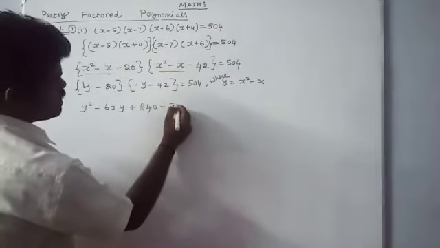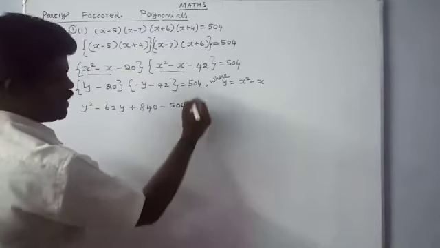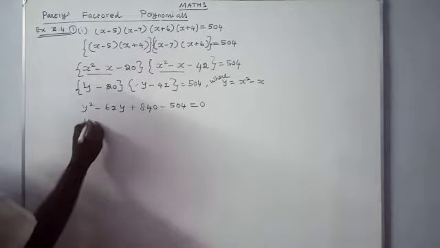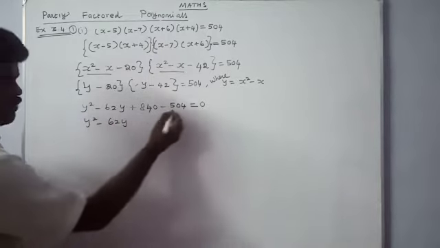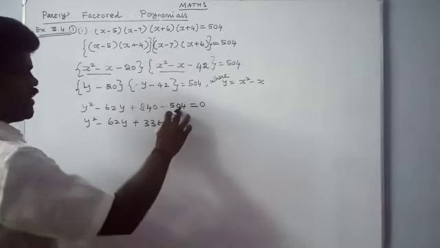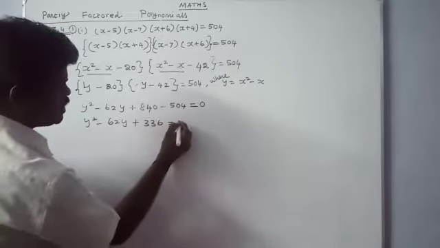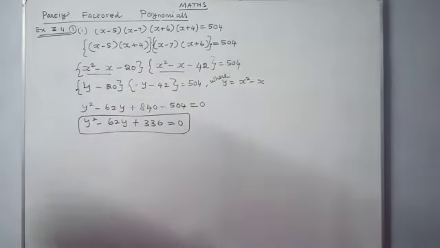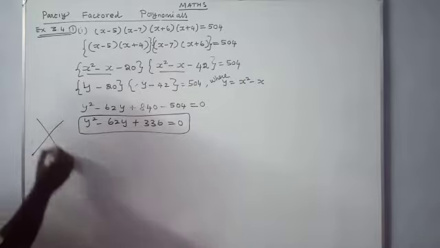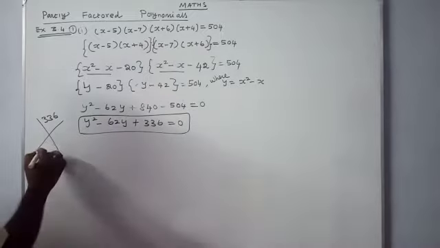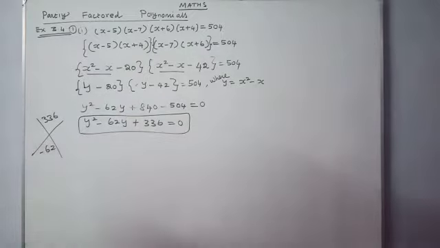Now the plus 504 goes to the other side as minus 504 equal to 0. So y squared minus 62y plus 336 is equal to 0, since 840 minus 504 is 336, right? This is also a quadratic in terms of y. Now we want to find the factors. Multiply to 336 with the sum of the roots minus 62.